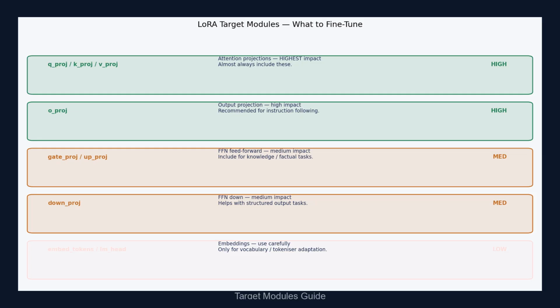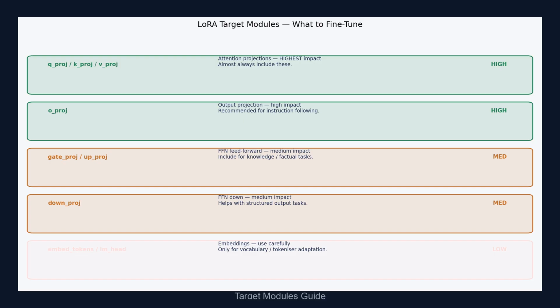Not all target modules contribute equally, and knowing which ones to prioritize will sharpen every fine-tuning decision you make. The attention projections Q_proj, K_proj, and V_proj are high impact and should be included. The output projection O_proj is also high impact and particularly valuable for instruction following tasks.